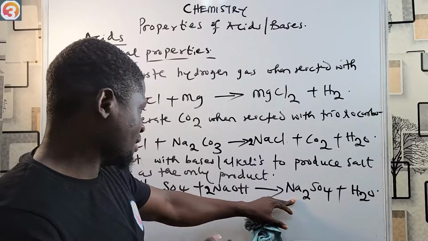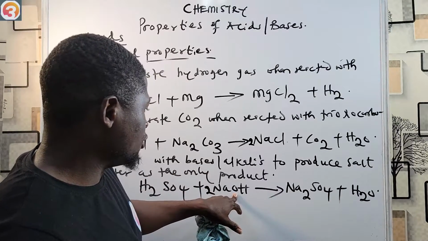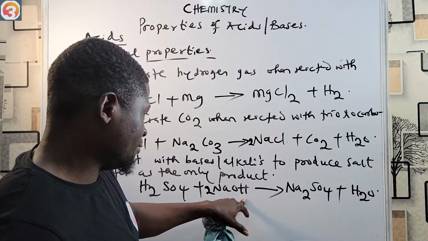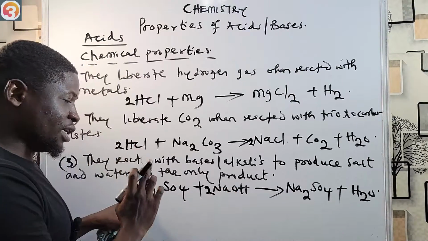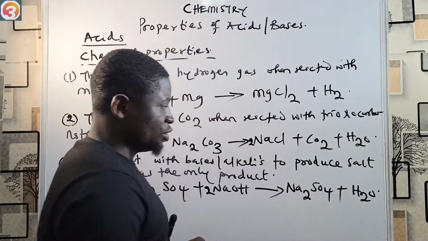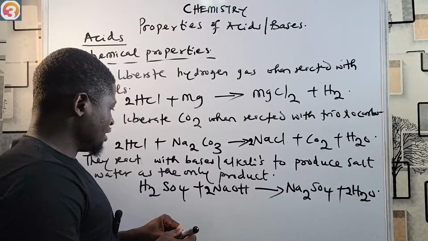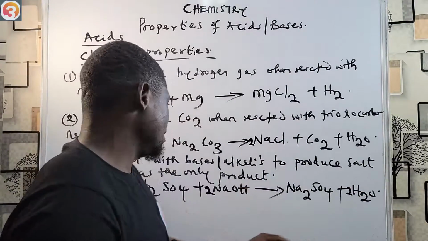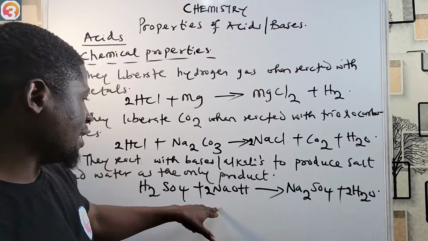Na is balanced. Now, H itself, there's what? 2H here already. There's 2H here. Then there's 2H here. 2H plus 2H is 4H. That means there's 4H on this left-hand side. How many H is here? Just 2. So we have to put 2 here. If we put 2 here now, it means there's 4H here, this 2H and this 2H. H is balanced. Na is balanced.